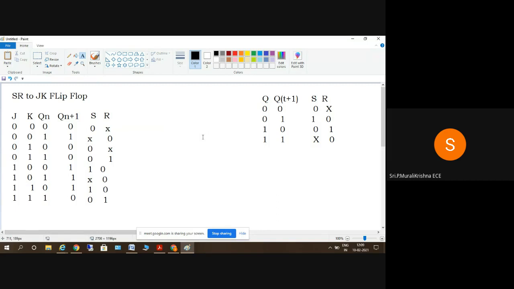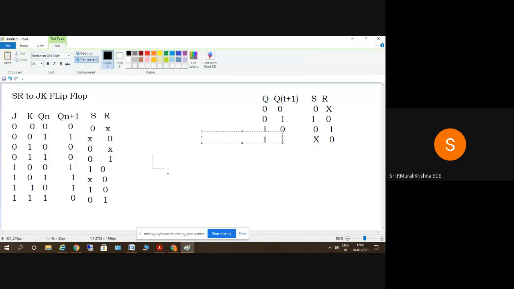Find the equations for S and R. So we'll get like this. S is equal to J Q bar n, and R is equal to K Q n. So we'll do that, we'll see that in next class. The conversion is like this. So you solve that, otherwise we'll see it in the next class.